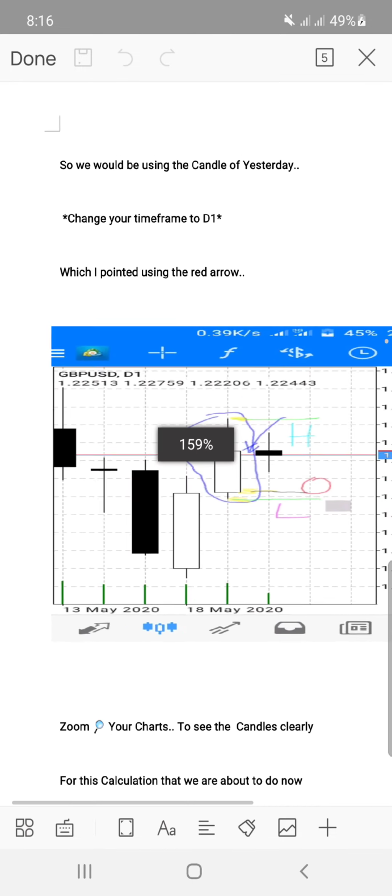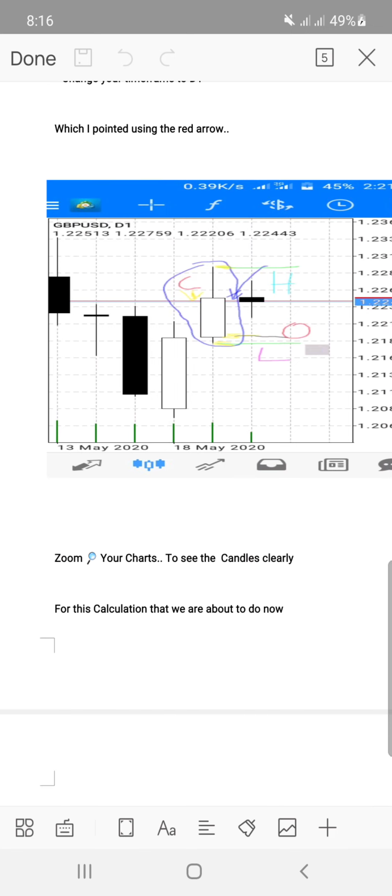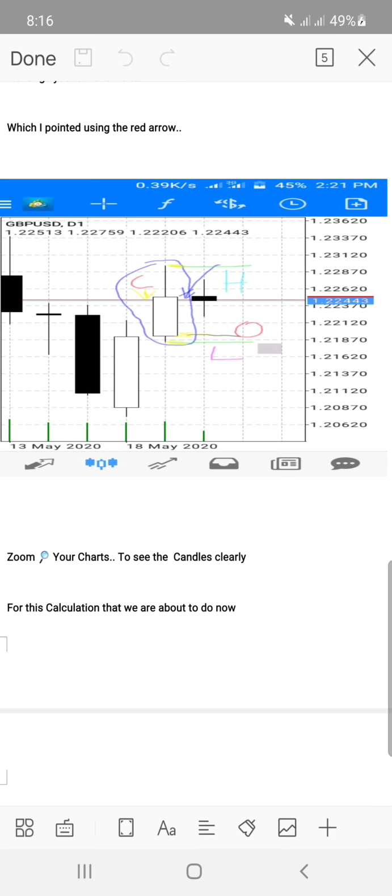So look at this now. Once we have first of all marked out the candle we want to use to calculate the pivot points for the next day, which is this one I circled here, then look at the points I marked out: the high, the low, the open, and the close, right? We have already marked out the points of interest.